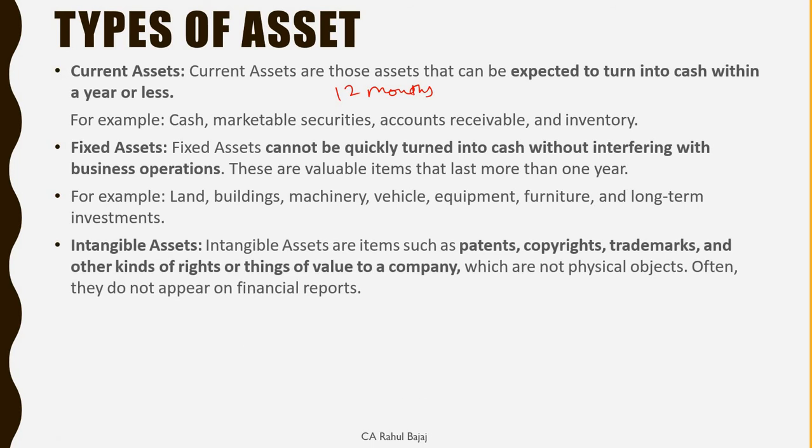Intangible assets are items such as patents, copyrights, trademarks, and other kinds of rights and things of value to the company, which are not physical objects, and often they do not appear in the financial statements. Self-generated intangible assets like goodwill are not recorded unless they are purchased from somebody else. Only purchased assets are recorded in the books of account.